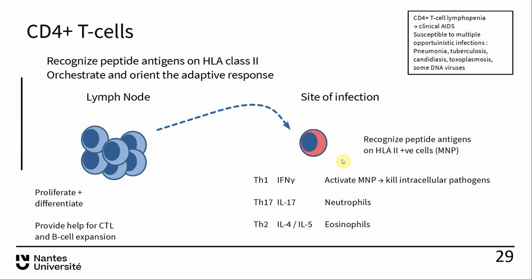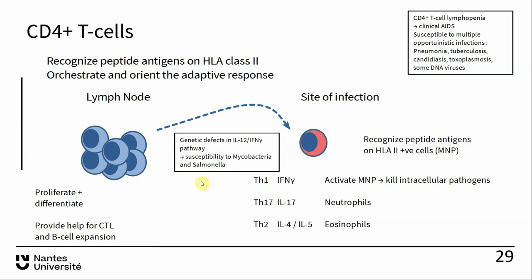pathogens. However, if you look a bit closer at the different types of T cell differentiation, you might ask yourself, what is the result if you don't have an effective Th1 response? There are some patients or people who have a hereditary defect in IL-12 or interferon gamma pathways, and these young children are highly susceptible to mycobacterial and salmonella infections. So Th1 interferon gamma is extremely important for surviving infections by intracellular bacteria.